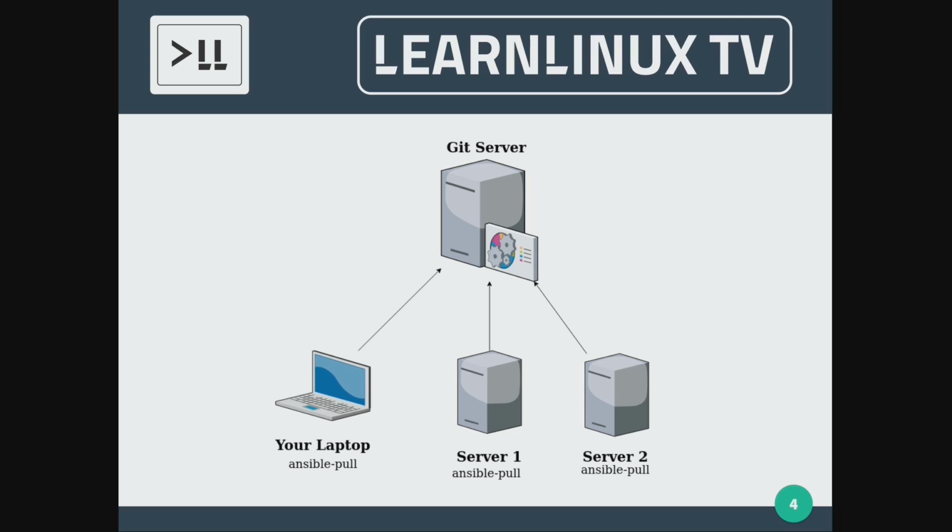Now what you will notice is that the laptop, as well as the two servers, are working in the reverse direction. They are checking in to the Git server. They are running ansible-pull locally. So what's going to happen is the laptop will check into the Git server. It'll download the Git repository that has the Ansible playbooks inside it, and it will run it against itself. The Git server is not connecting to the laptop. The laptop is just pulling the code to itself to run, hence pull.